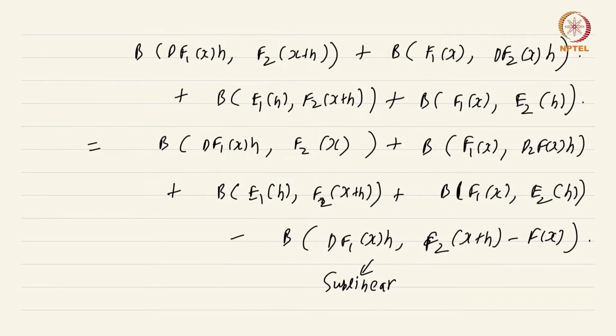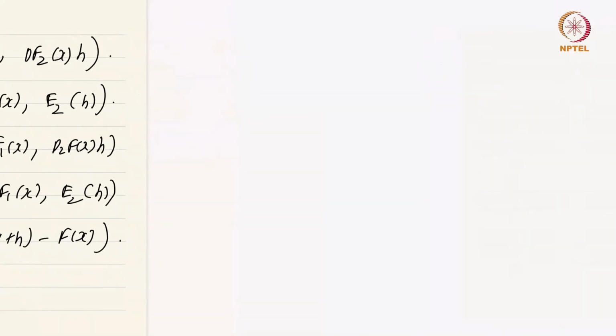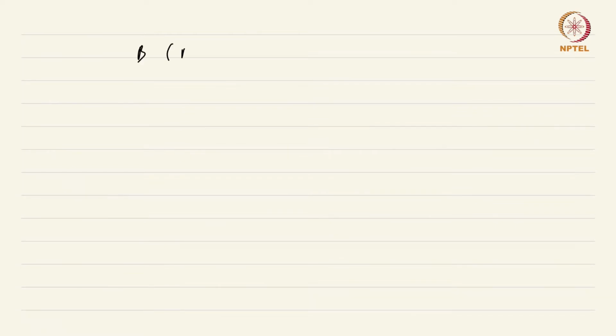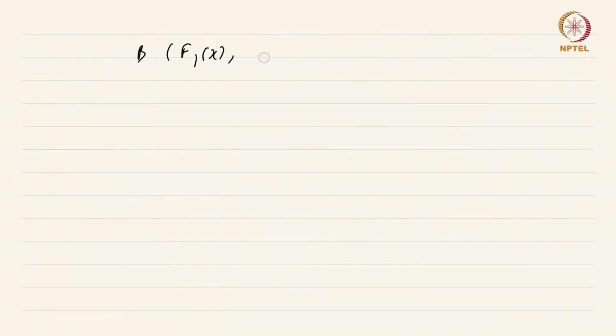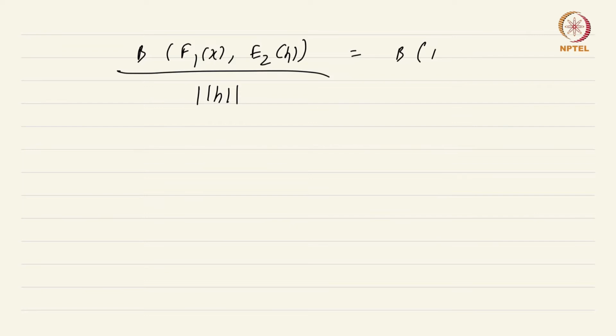Okay. So let's focus on this second term, b of (f1(x), e2(h)). Let's try to show that this is sublinear. So we have to divide by norm h and see what happens as h goes to 0. Well, by linearity of the bilinear map, I can just write this as b of (f1(x), e2(h)/norm h).